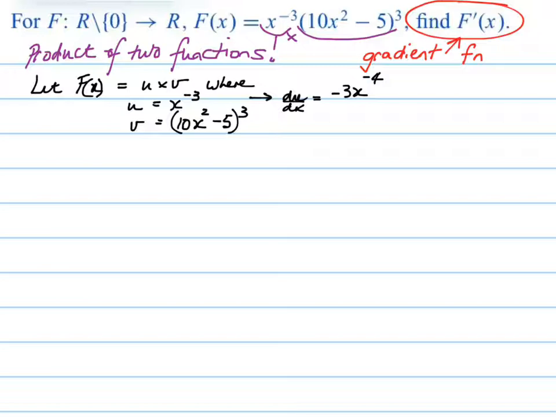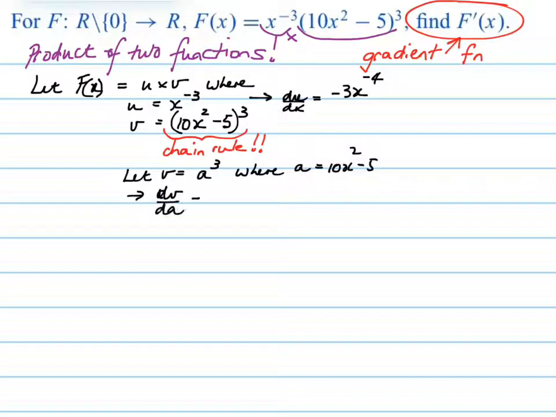Otherwise you better do the training wheels version and put u is equal to, or no, don't do u, that'll get you into all sorts of trouble. Call it a, because we're running out of letters to use at the end of the alphabet, okay? That's chain rule, yes. v is a cubed, where a is 10x squared minus 5. dv dA is 3a squared, and dA dx is 20x. This is the training wheels version, which you need to do before you get confident with the blob version, okay?